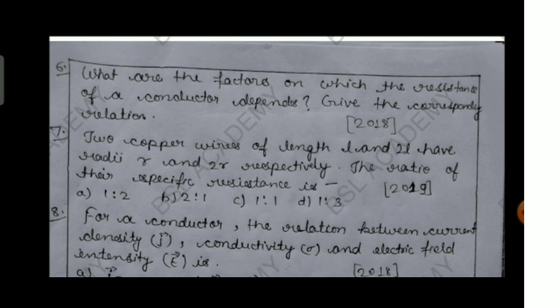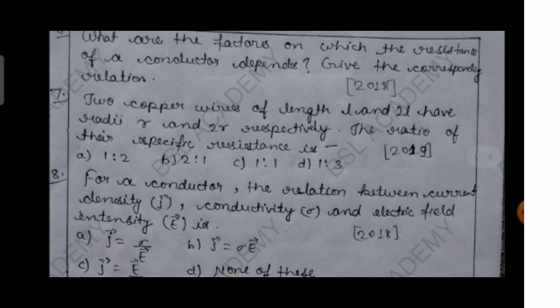Question number 7. Two copper wires of length L and 2L have radii R and 2R respectively. The ratio of their specific resistance is: option A 1:2, option B 2:1, option C 1:1, option D 1:3. So this question is asked in 2019.